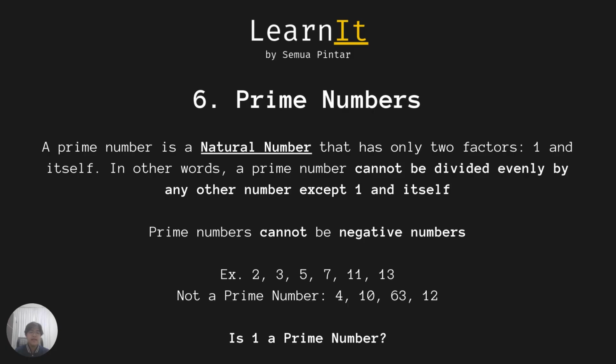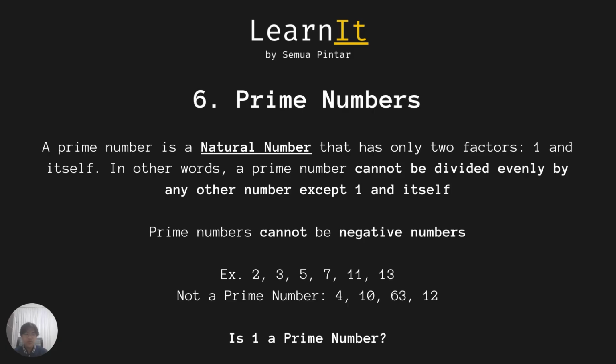Now let's look at some examples that aren't prime numbers. For example, 10. The reason why 10 isn't a prime number is because 10 can be expressed as four factors, being 1, 2, 5, and 10, as 2 times 5 is equal to 10. Because there are more than two factors, it means that 10 is not a prime number.